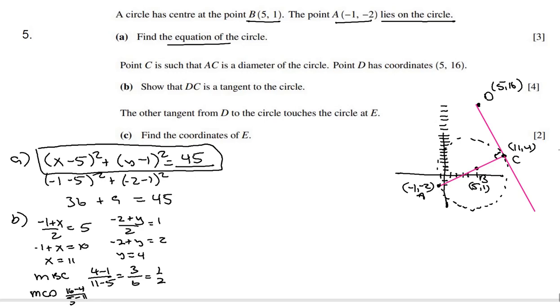Nope, I don't have enough room. So 16 minus 4 is going to be 12, and 5 minus 11 is going to be negative 6, and that's going to be negative 2. They are opposite reciprocals. They are perpendicular slopes.